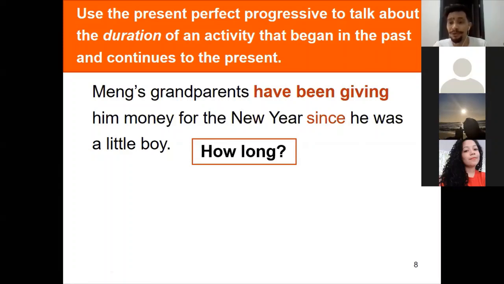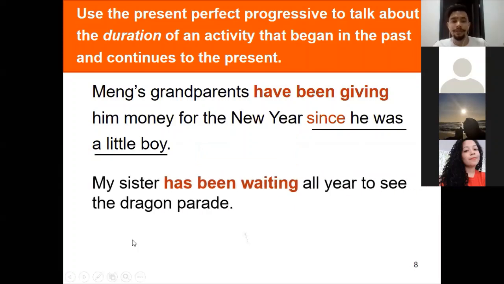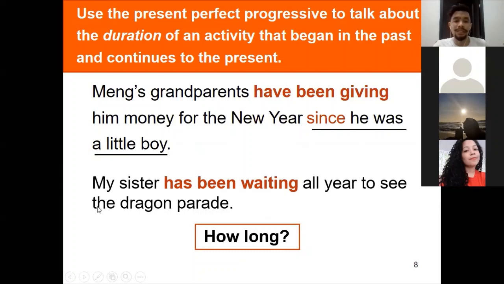Very good, right? So we're speaking about time, and as we're speaking about time, we need to use present perfect continuous. Now, we have another example. Take a look. My sister has been waiting all year to see the Dragon Parade. Is she still waiting, by the way? Is this person still waiting, or she's not waiting anymore? Yes, right? Because this is progressive. The action is happening now.